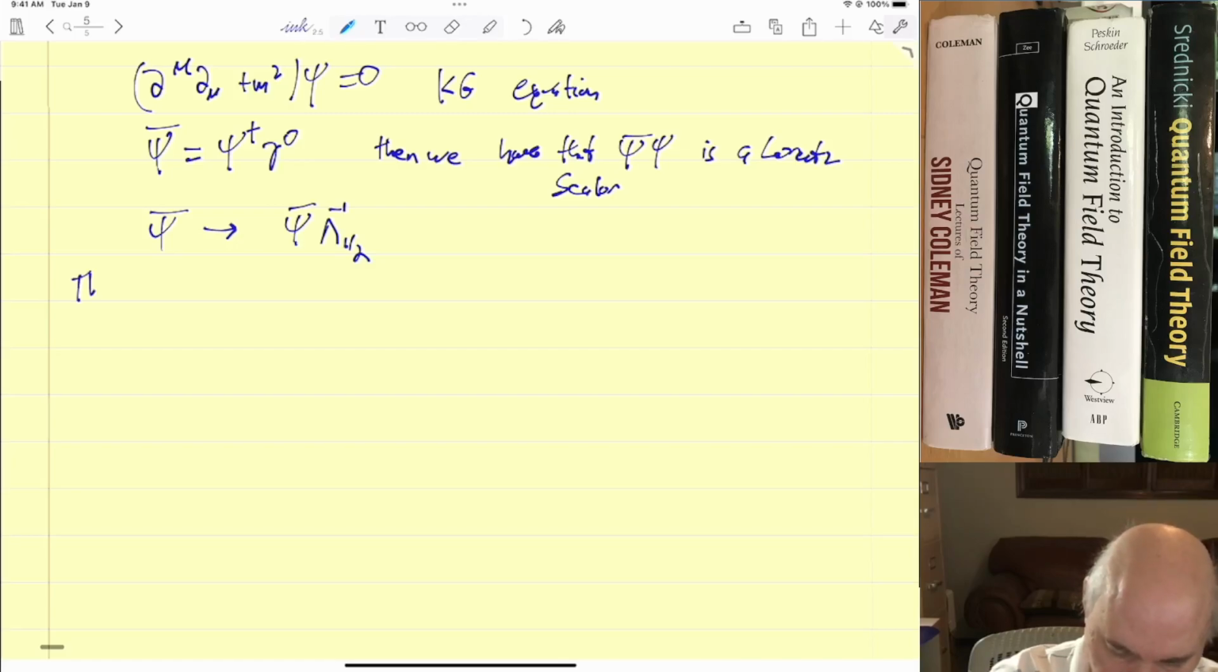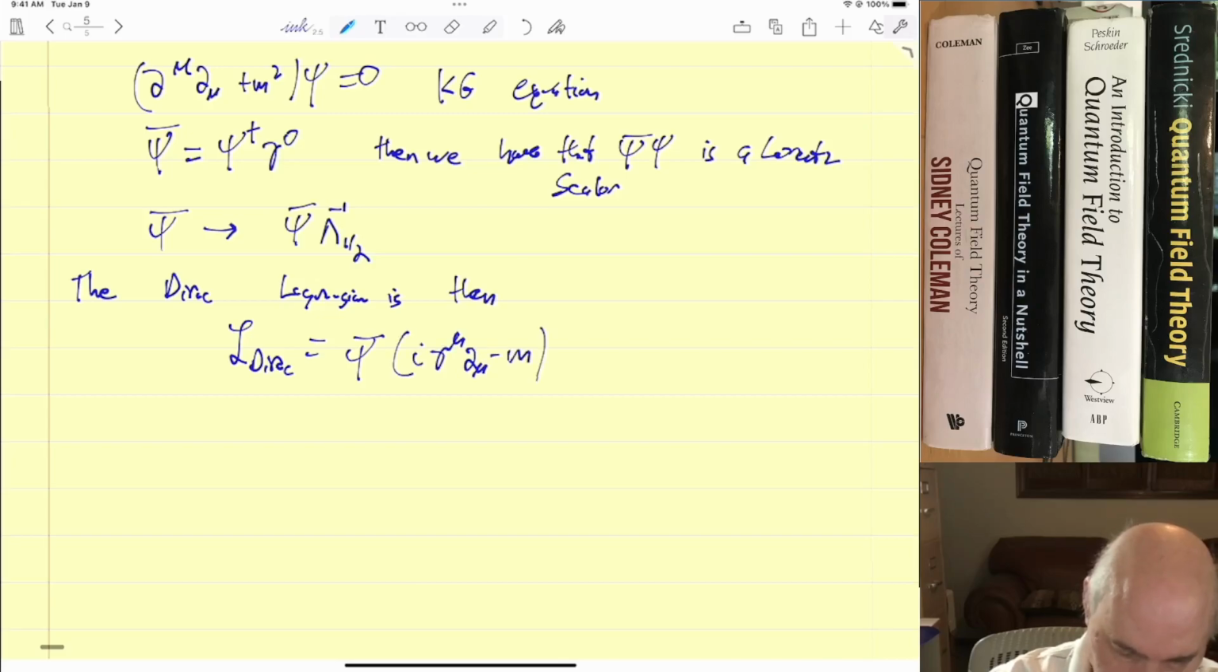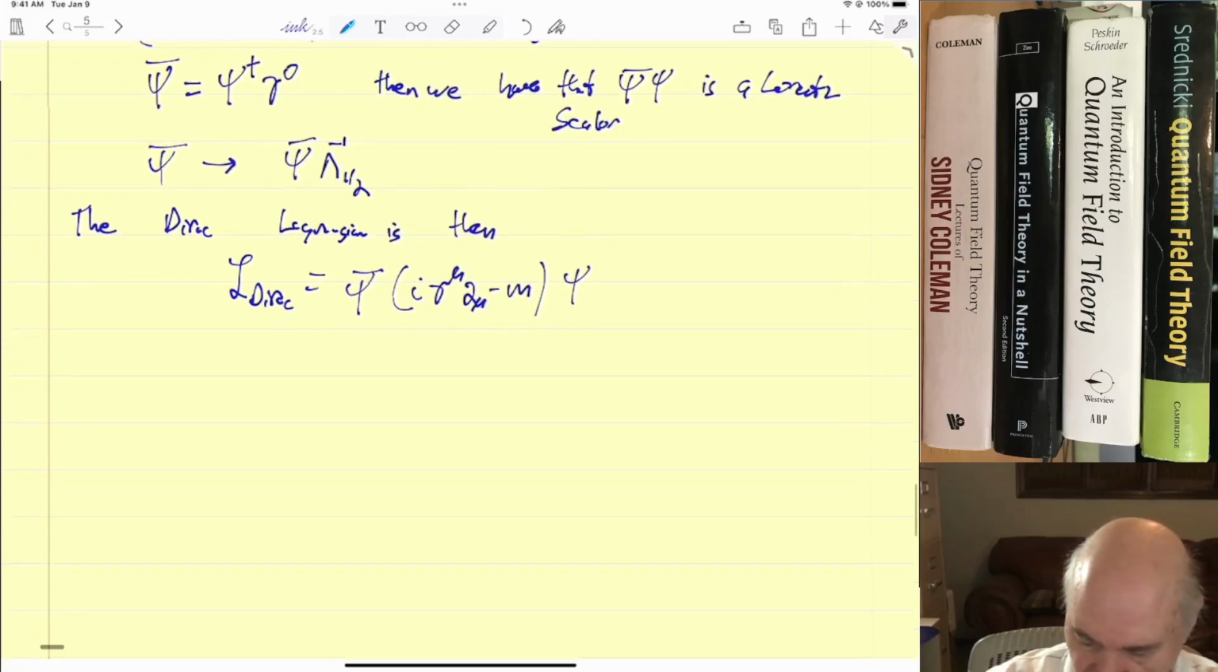And the Dirac Lagrangian, which leads to the Dirac equation, is then L Dirac equals psi bar i gamma mu partial mu minus m psi. And you can see, you can get two equations. You can treat psi and psi dagger as different fields. Seems crazy to do that, but it's not that hard to justify. And then you'll get the Dirac equation, and you'll get the adjoint of the Dirac equation.